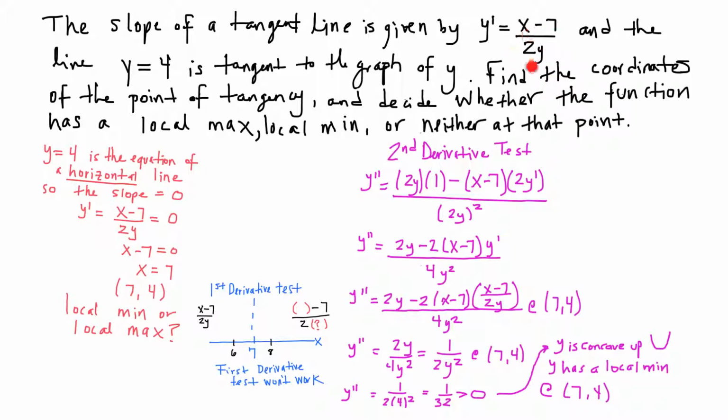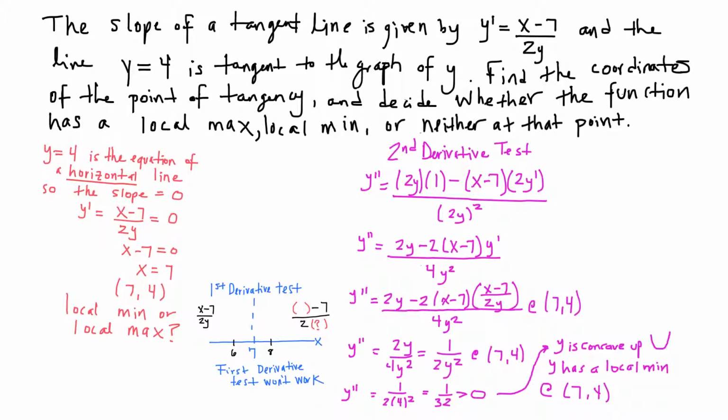Now notice the bottom is 2y, so when you take the derivative, you do it implicitly. The derivative of 2y is 2 dy/dx, or 2y prime, and then everything divided by the quantity squared, or the bottom squared. I can't really simplify too much, but this is me trying to simplify the expression.